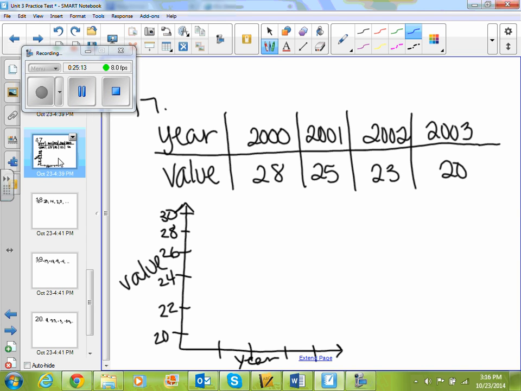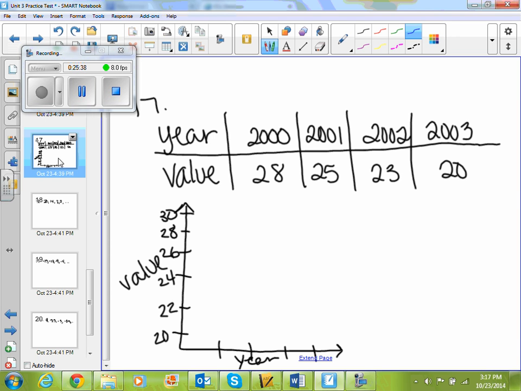I noticed then that on my graph, I have values of 28, 25, 23, and 20. Okay, so that tells me that my lowest value is 20, and my highest value is 28. So I put my values between 20 and 30 on my graph. Okay, so everyone kind of understand why I made my axis the way I did? You can create your own, but this is probably the easiest way.